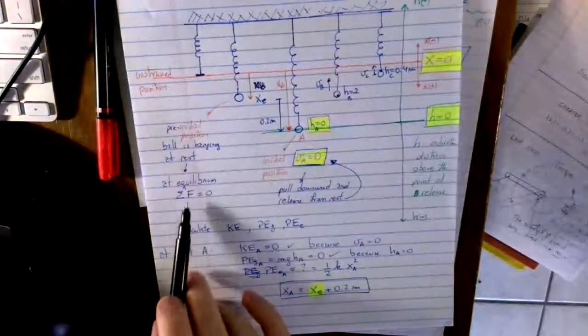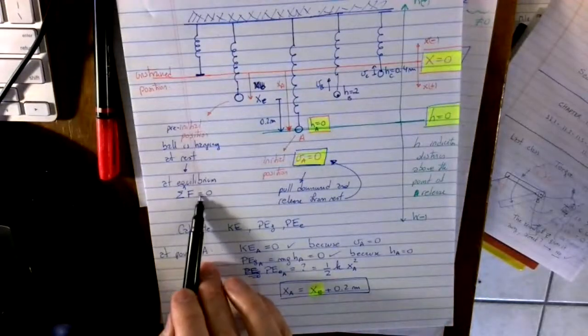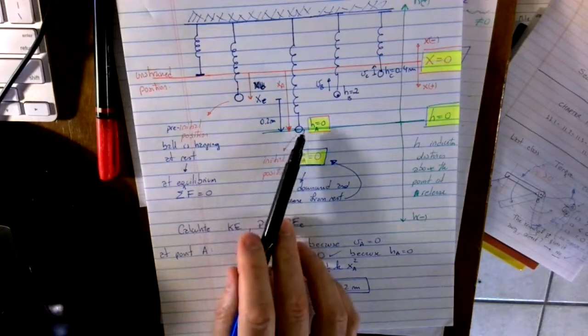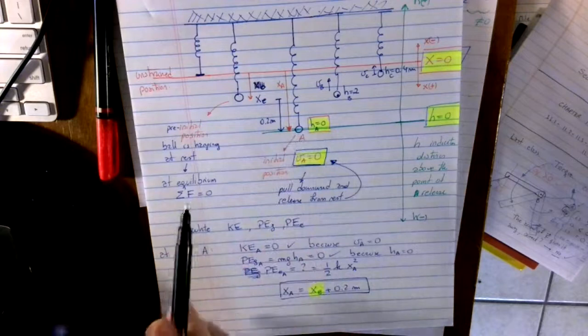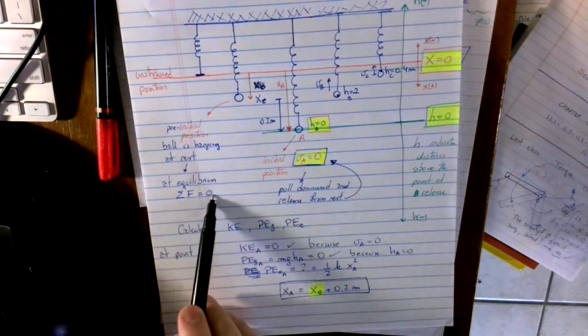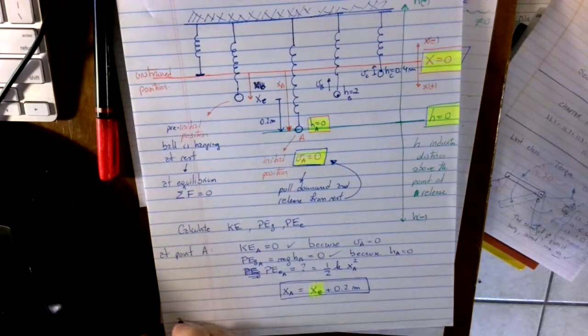So what's happened at xe? What do we say? The system is at equilibrium. It's not at equilibrium here, okay, because here I'm holding it. But right here is at equilibrium. So at xe, I have equilibrium.